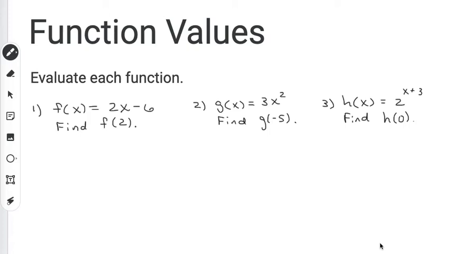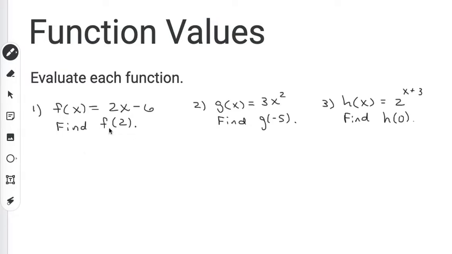Finding function values. What I want to do with each function is evaluate each function at the given number. So you'll be given a function, whether it's f of x or g of x or h of x. They'll all be different functions, but they'll all be evaluated at some number. For example, for the first one, I'm given f of x is equal to 2x minus 6, and I want to find f of 2.